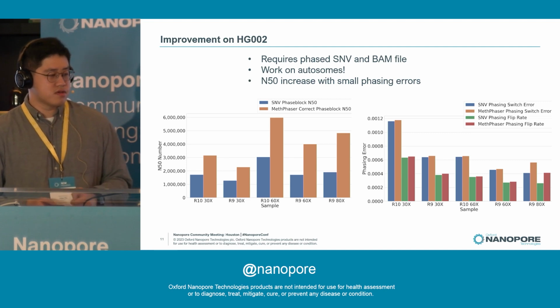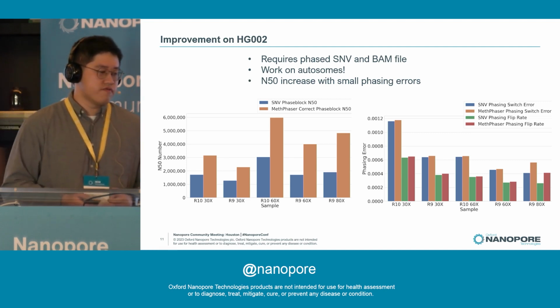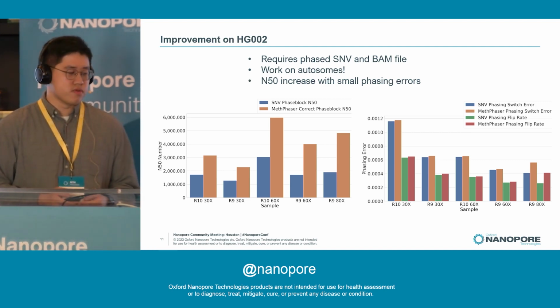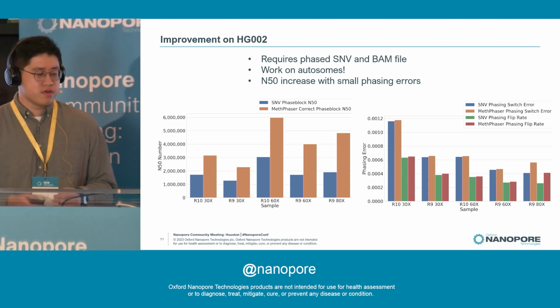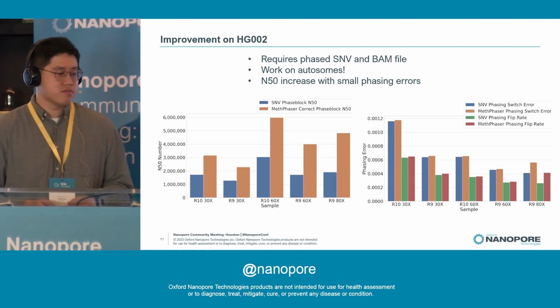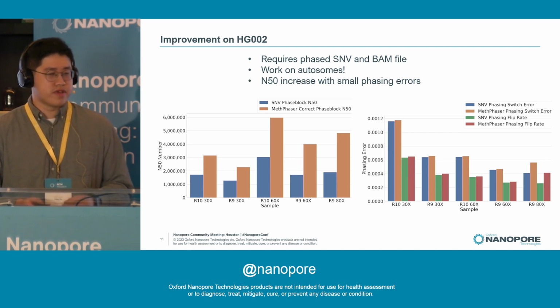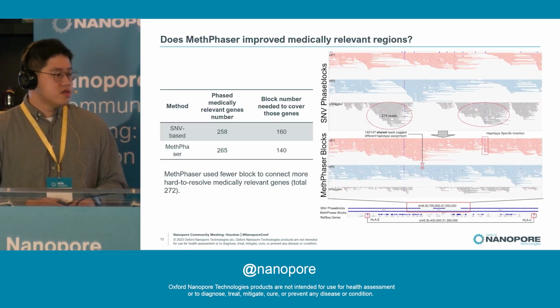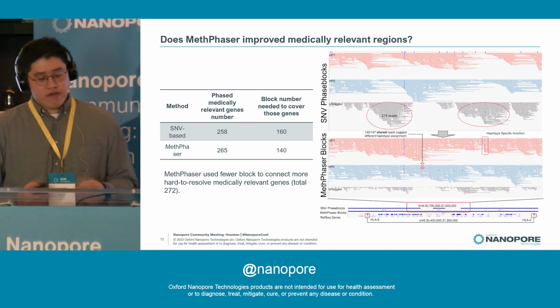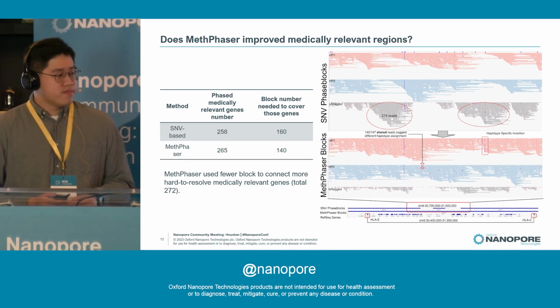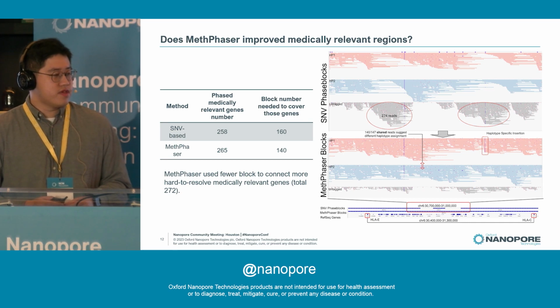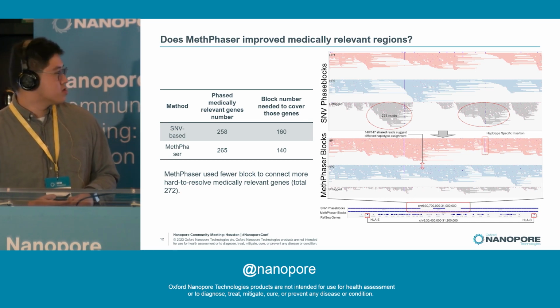On the right, you can see the switch error and flip rate, which mean the wrong assignment of a single pair of the isomeres and the two consecutive wrong assignments of two isomeres. MethPhaser gave us only a very small phasing error increase. So after seeing we improved the N50 length of the phase blocks, does MethPhaser actually improve on some meaningful regions?